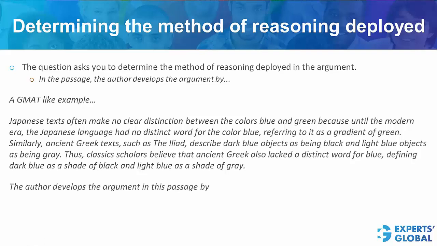Remember, the methodology for solving these questions is what you have been taught in all the other sessions. Read the question stem first. That's step 1. Step 2 is to look at the reasoning, and step 3 is to have some kind of an expectation from the correct answer choice. So let's do that. The author develops the argument in this passage by doing what?